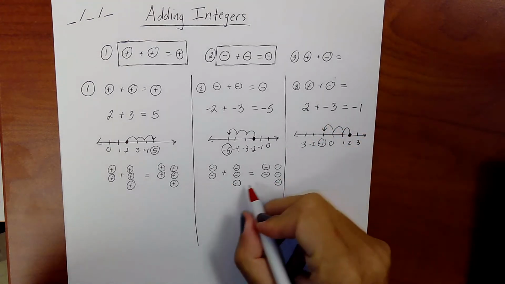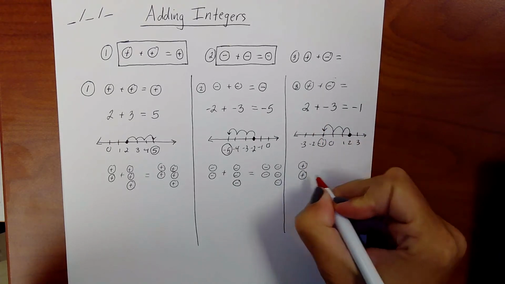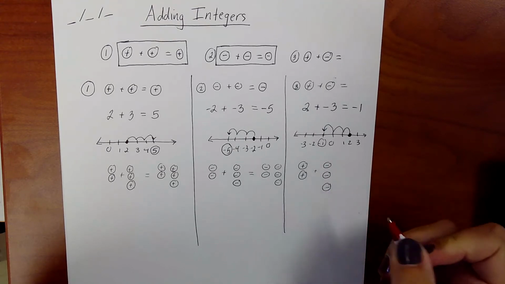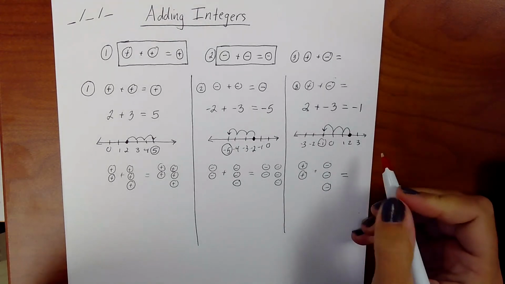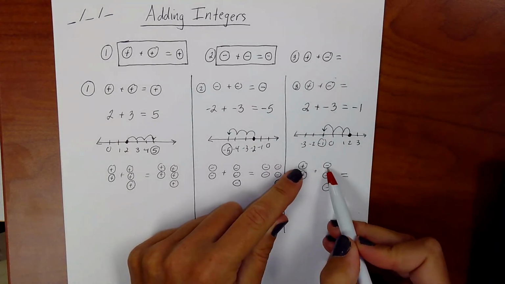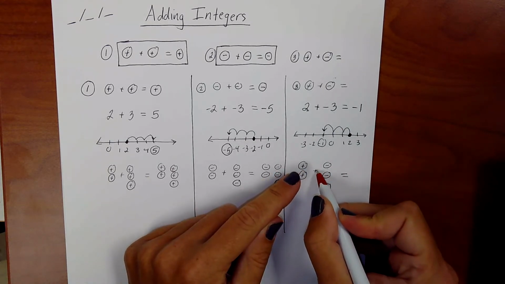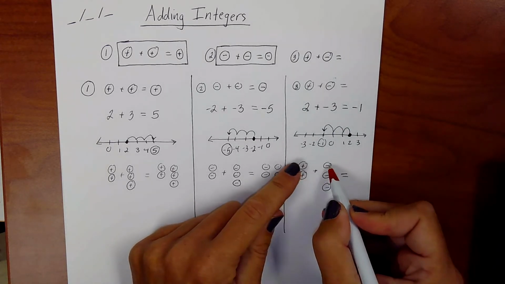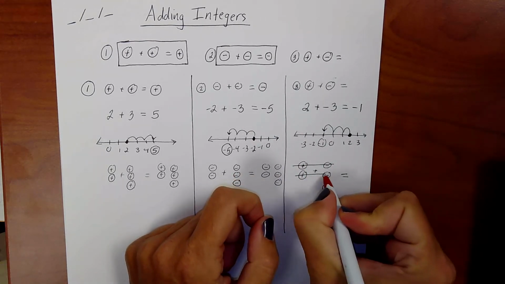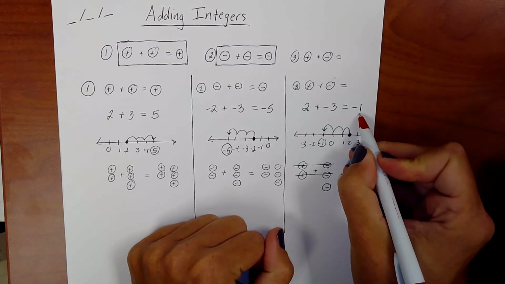Let's do it with these tokens down here. If you had 2 positives together with 3 negatives, what happens? Well, when you get 1 positive and 1 negative together, it makes 0. So if you put these things together, kind of like a magnet, they would attract, right? So these 2 become 0. These 2 become 0. What are you left with? 1 negative. And what was our answer?